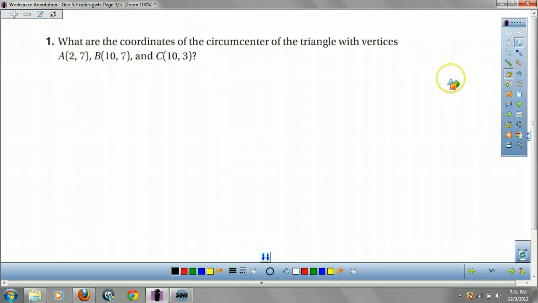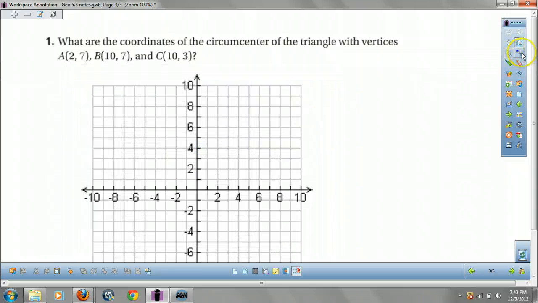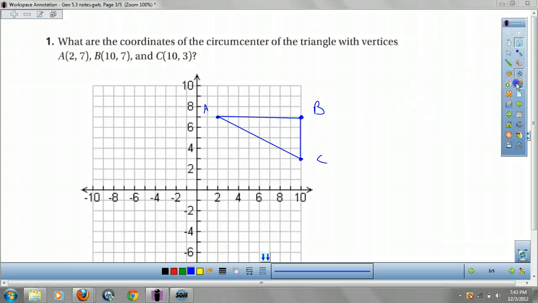Okay, let's try this out. I'm actually going to pause this, kids. And I'm back. So we're going to graph these points. We have the point A, which is over 2, up 7. Point B is over 10, up 7. And C is over 10, up 3. Then we connect the dots.